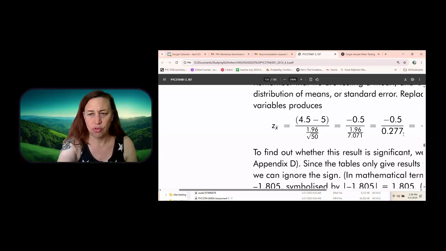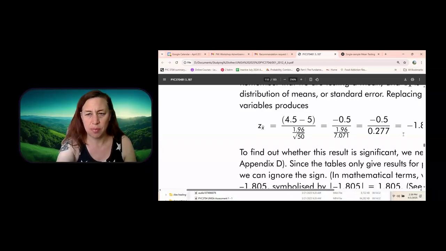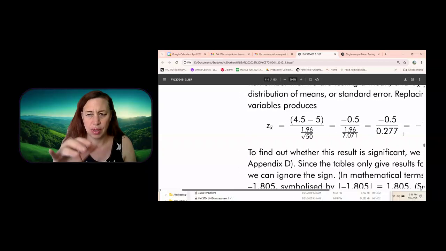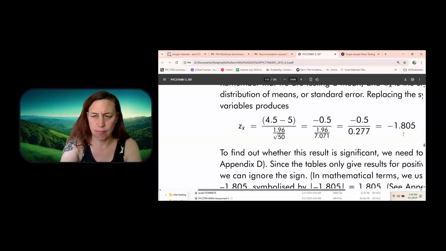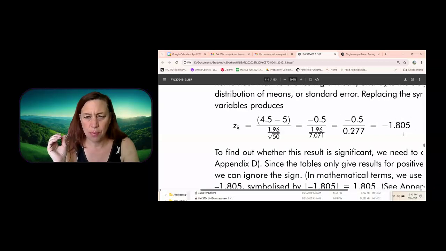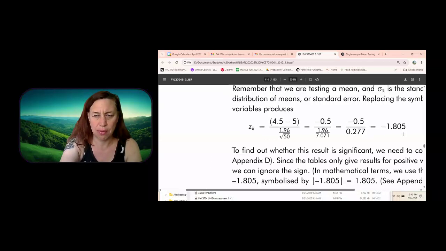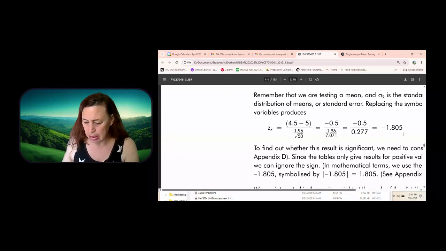over 0.277. So just looking at it before we do the calculating thing, which is always worth doing twice, I've discovered, unfortunately, is 0.5 divided by 0.277, minus 1.805. That's where the standard deviation line is.